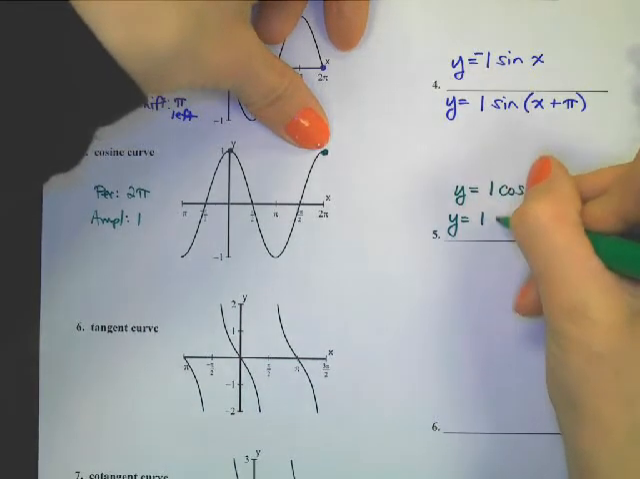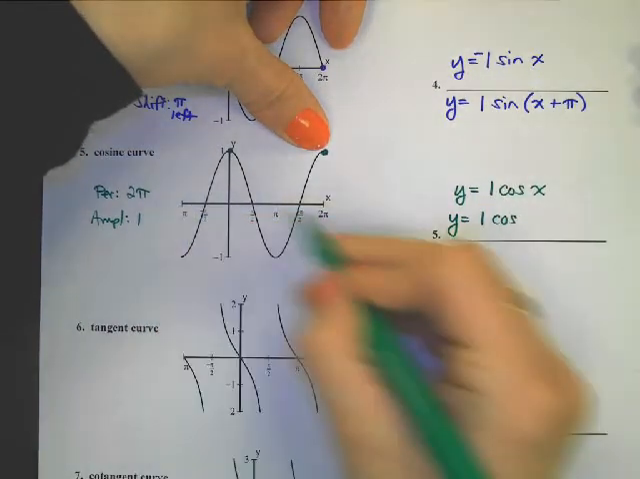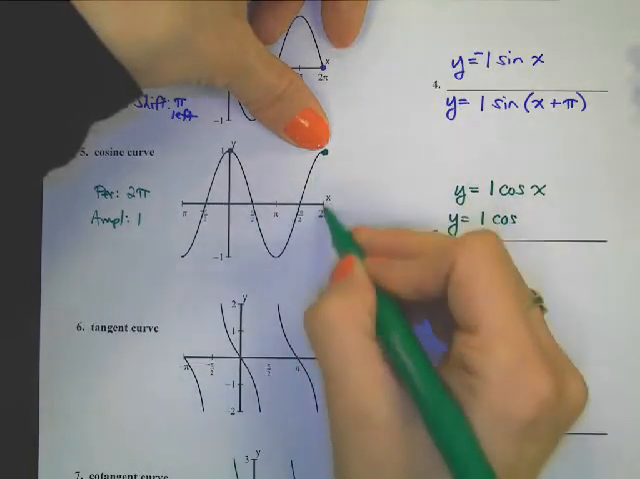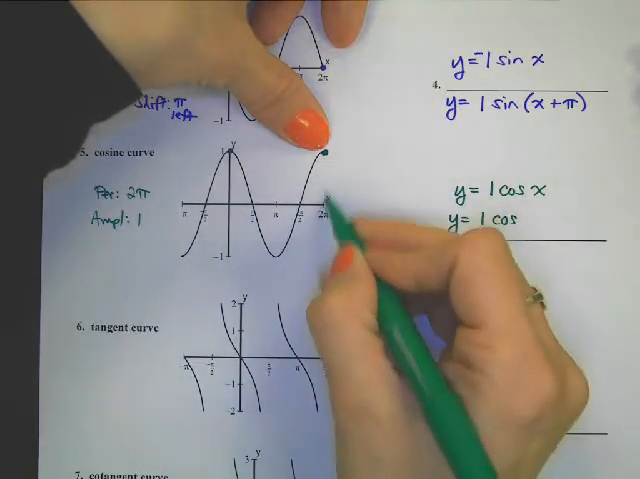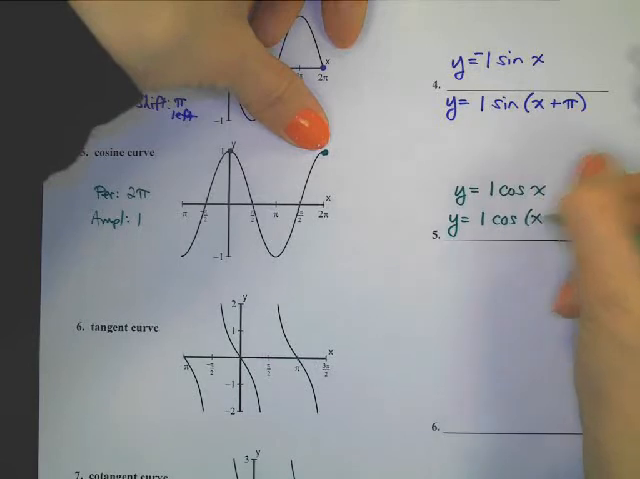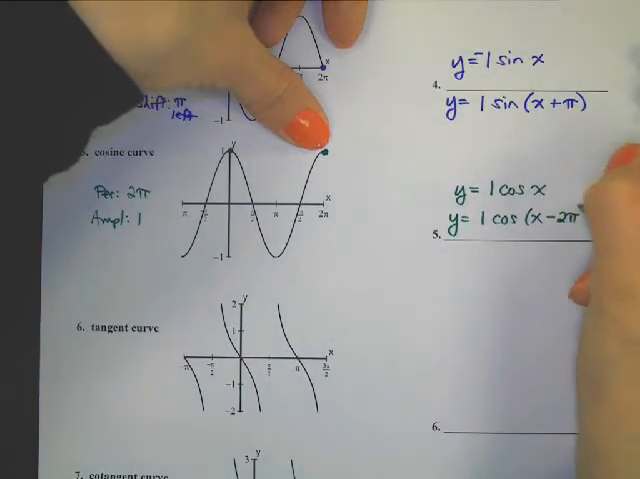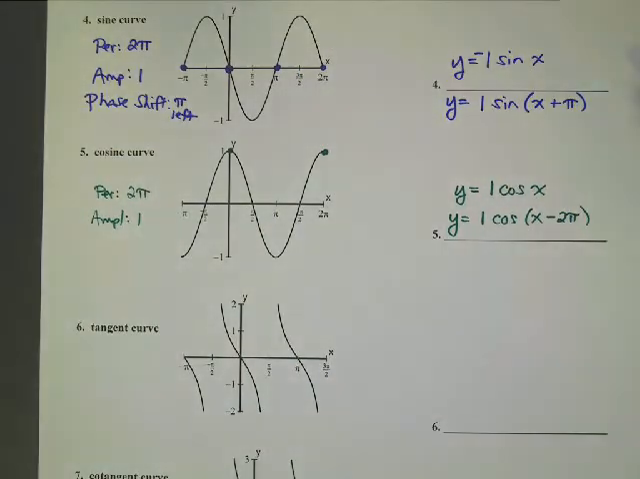So the amplitude is still 1. The period is still 2 pi, but I need to shift it over to the right. This would be to the right, so I need to say x minus 2 pi. There's a very common answer right there.